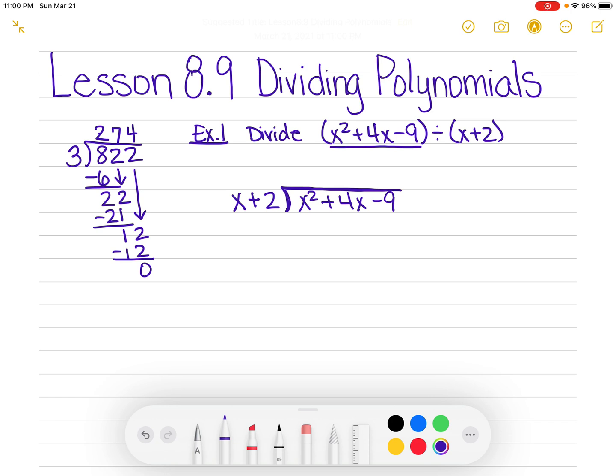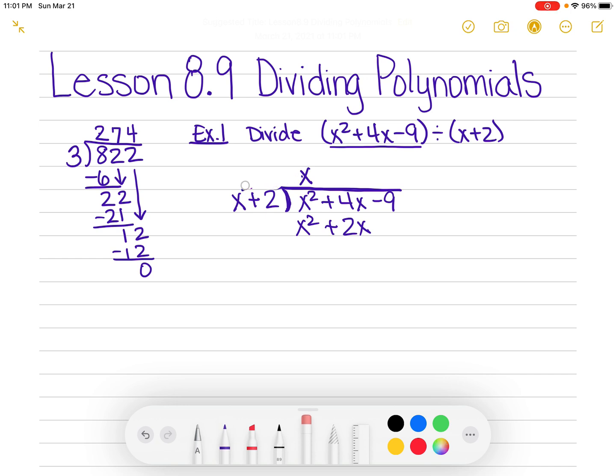Okay, so we are going to start dividing. How we did it here was we would say, how many times does 3 go into 8? We're going to do the same thing, but we're only going to talk about this first number because that's the only one we care about right now. So I'm going to say, how many times does x go into x squared? Or you can ask yourself, what do I need to multiply by to get x squared? That's going to be x. Now I'm going to multiply x times x is x squared, and x times 2 is 2x. It's kind of like the distributive property, right?